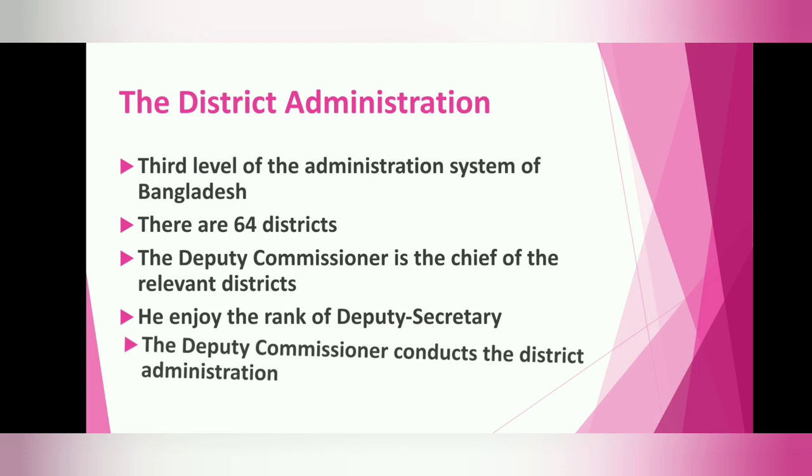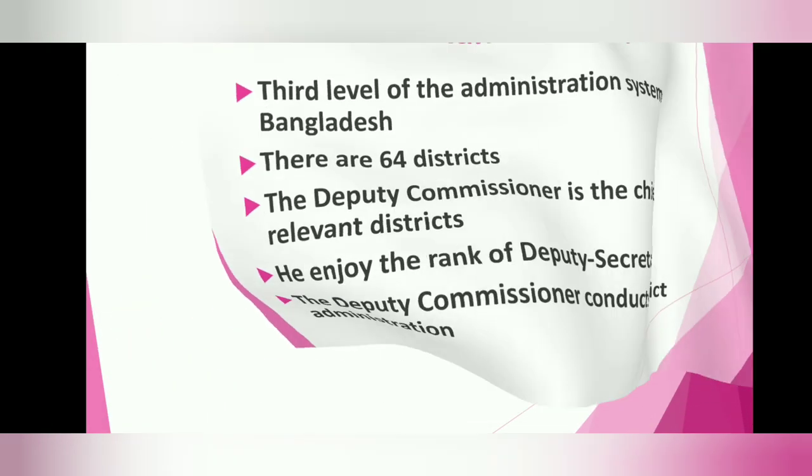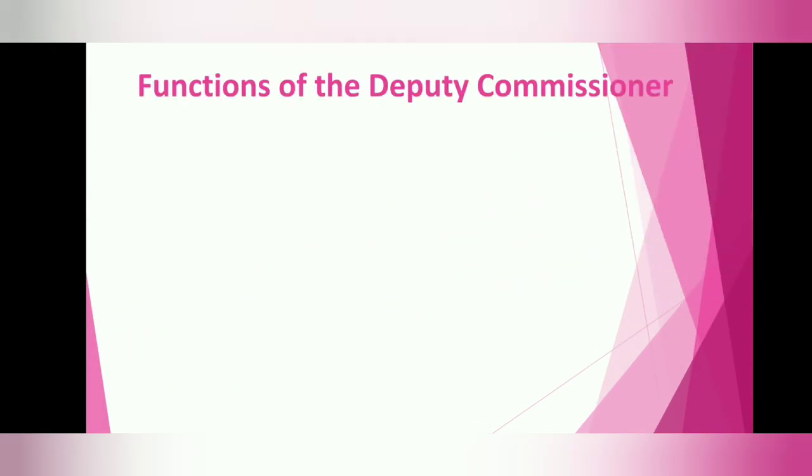My dear student, the deputy commissioner is accountable for his action to the divisional commissioner, whereas the divisional commissioner is the head accountable for all action to the central administration. Look, the deputy commissioner is accountable to the divisional commissioner, and the divisional commissioner is also accountable to the central administration. Okay, my dear student, now let's know about the function of deputy commissioner.